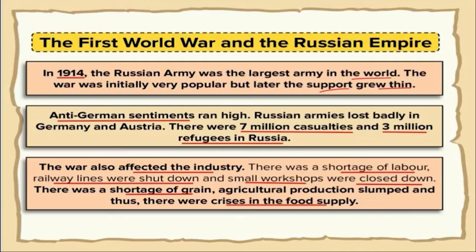Then there was a famine, a shortage of grains; agricultural production slumped, and thus there were crises in food supply. Food supply went down. There was a crisis of food, because no one was there for agriculture. Production was not happening, so a food crisis also came.